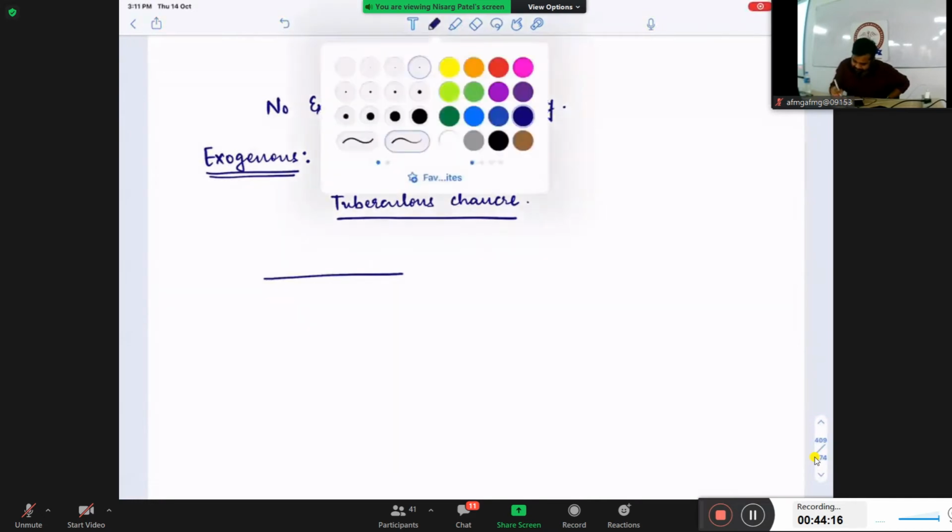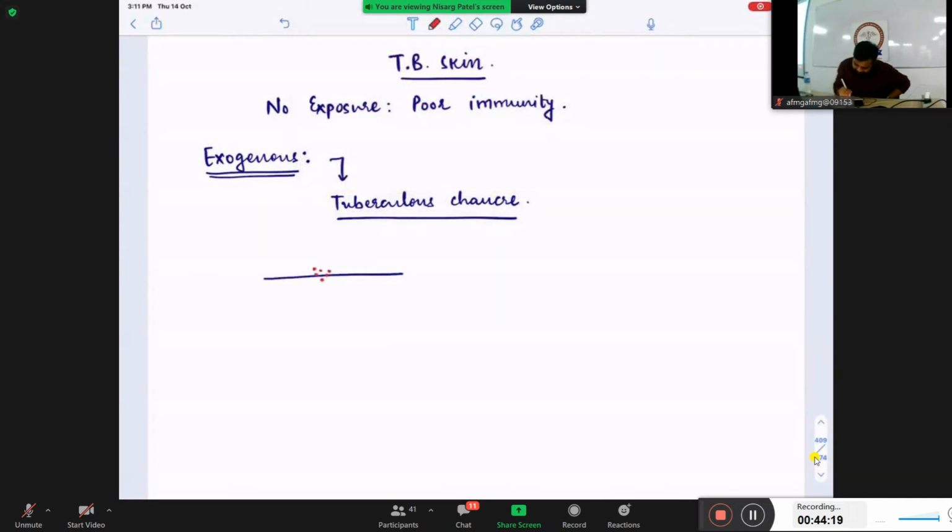Suppose this is my skin. On my skin, I had an exposure to this bacilli. But because I do not have an active immunity present, what will happen? This bacilli will increase in number and it will cause a chancre or an ulcer. So what happened to the number of TB bacilli? The number of TB bacilli increased.